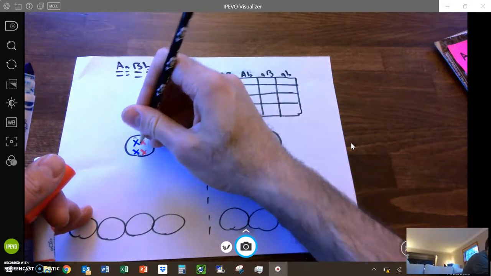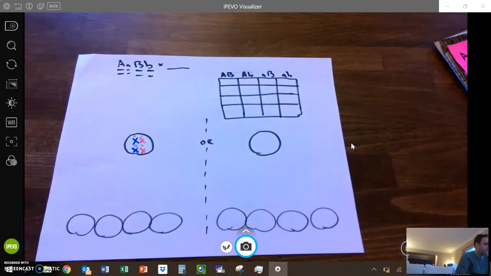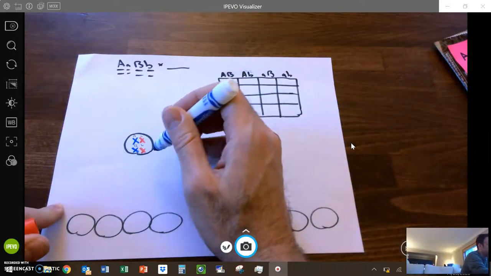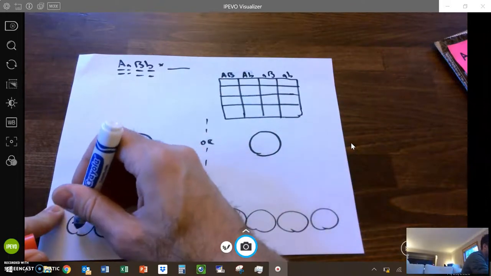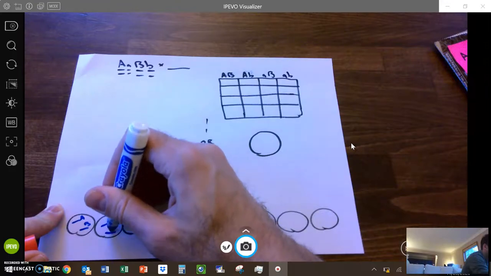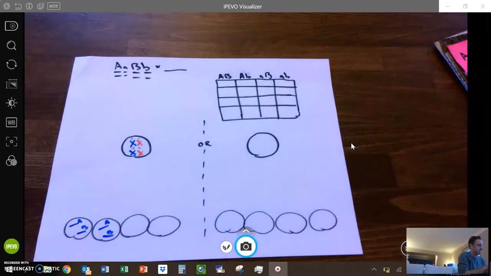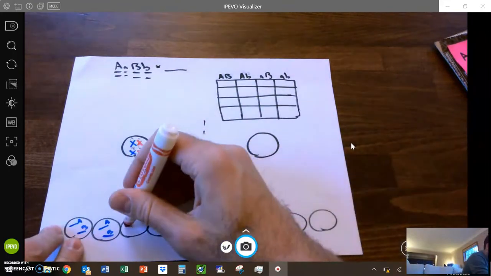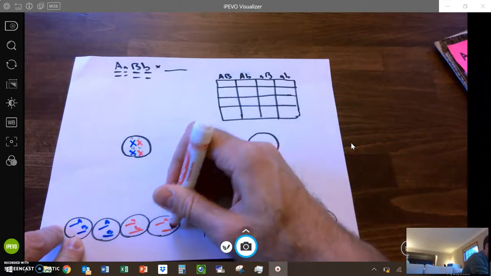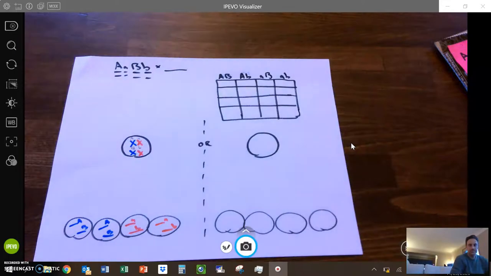Big A, little a, big B, little b. So if they line up like that, then eventually, if you follow this through the steps of meiosis, you're going to get a big A, big B, and then another copy of big A, big B, and then you're going to get little a, little b, little a, little b.